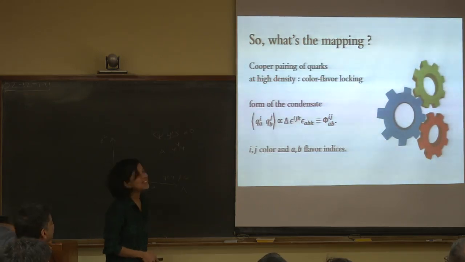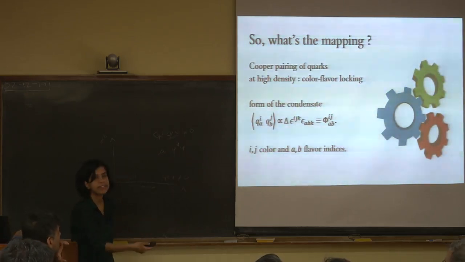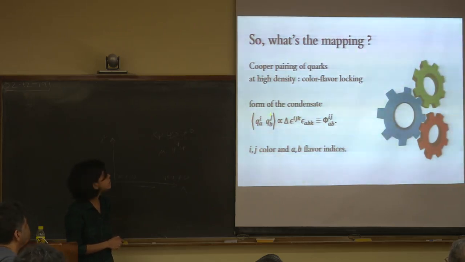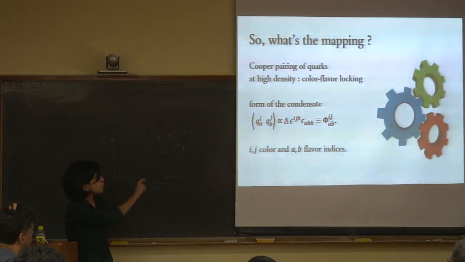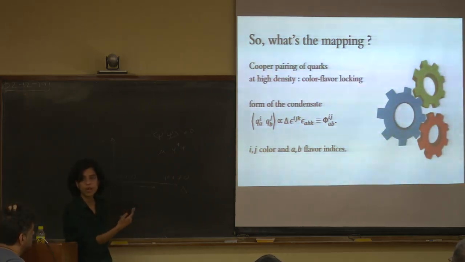So I'm telling what the mapping is here. It's very easy to see in the high density color flavor locked phase. Here you have Cooper pairing of 2 quarks, okay? Q is the quark field, I and J are color, A and B are flavor indices. The pairing happens in this particular channel where color indices are completely antisymmetric and flavor indices are completely antisymmetric. But if you were looking at the order parameter, you would see that it's symmetric under both color and flavor exchange. And so it's a 4 index object, 2 for color, 2 for flavor.